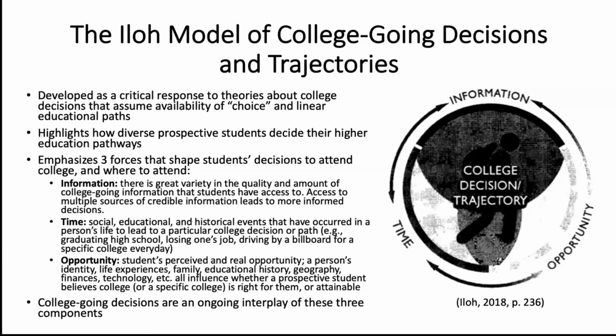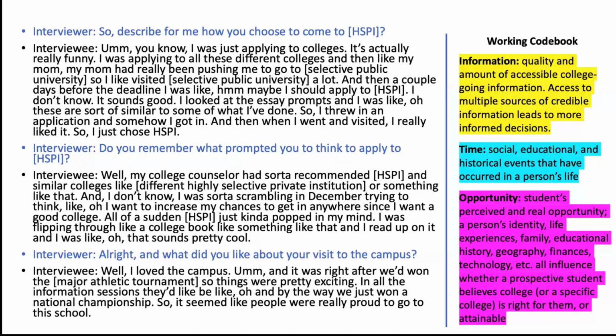All right, so now I want you to code the same set of data with these 3 ideas in mind: information, time, and opportunity. So when you're reading the data, you are looking for instances where information is relevant, where time is relevant, or where opportunity is relevant. So here's that same content again, and your working code book where you have information as a code, time as a code, and opportunity as a code. So I'll give you a few minutes to do this again with coding for these ideas, okay? Go ahead.